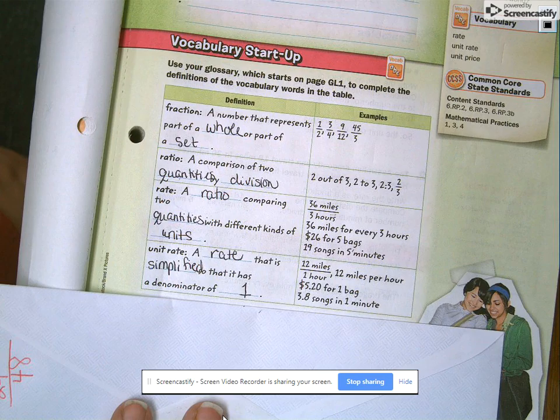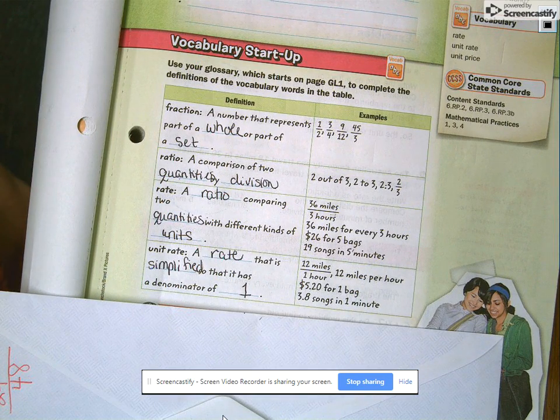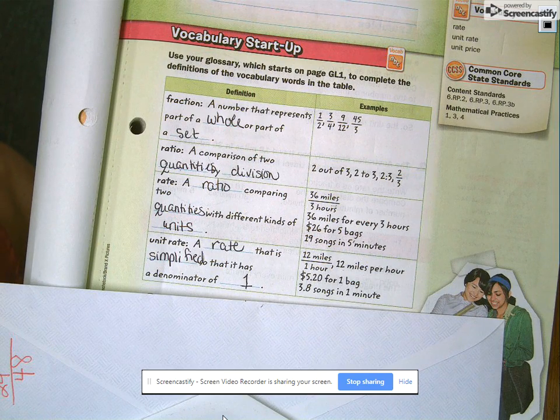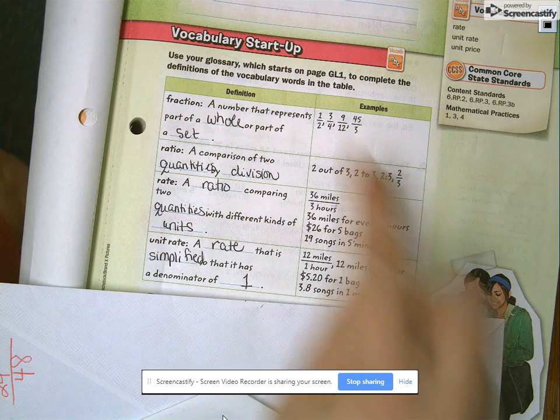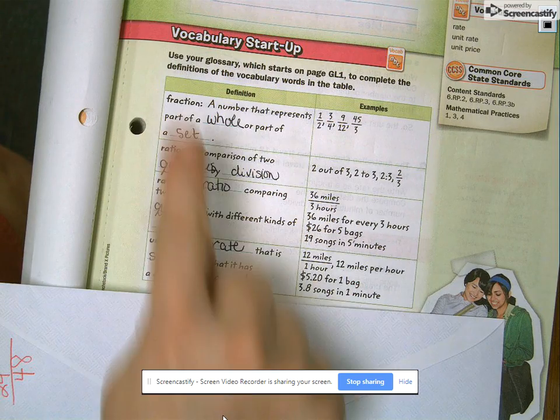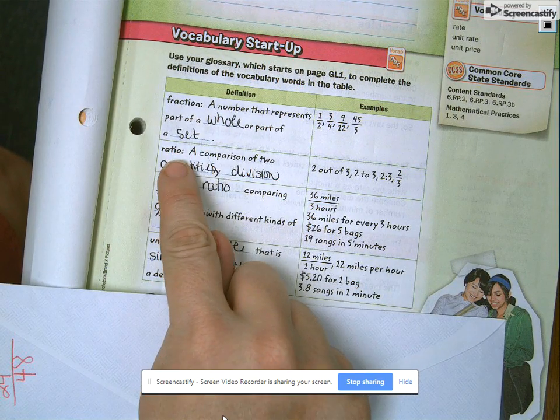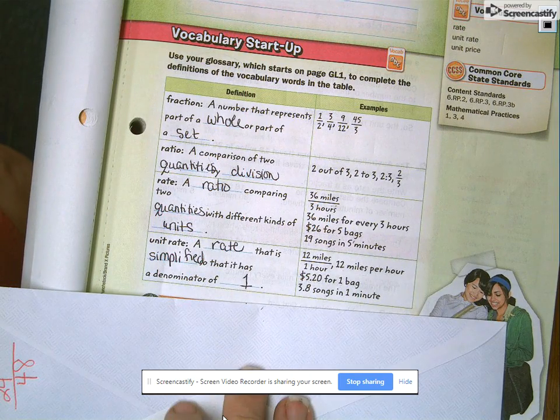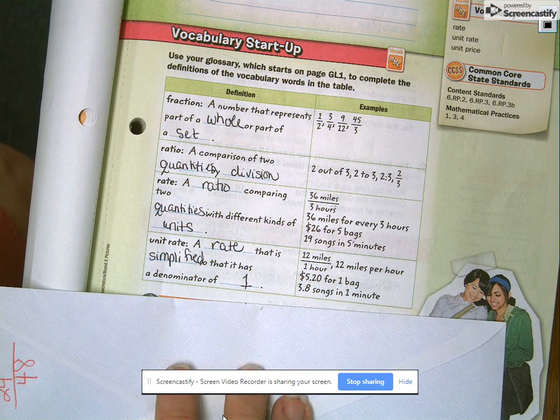We've already talked a little bit about both of these, but today we're going to go a little bit deeper. Here are the definitions that we'll want to know for today: fraction, ratio, rate, and unit rate. Go ahead and take a moment, talk about these as a class, and copy these definitions down.